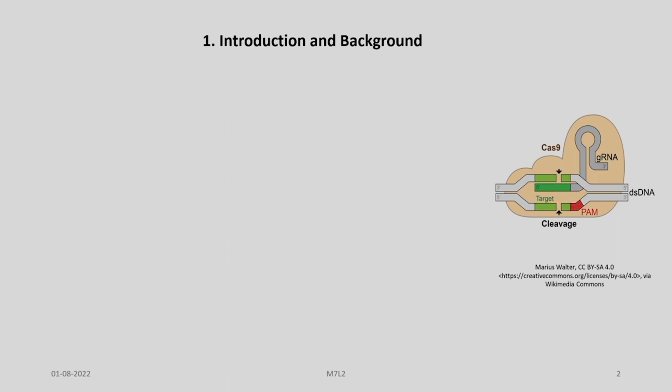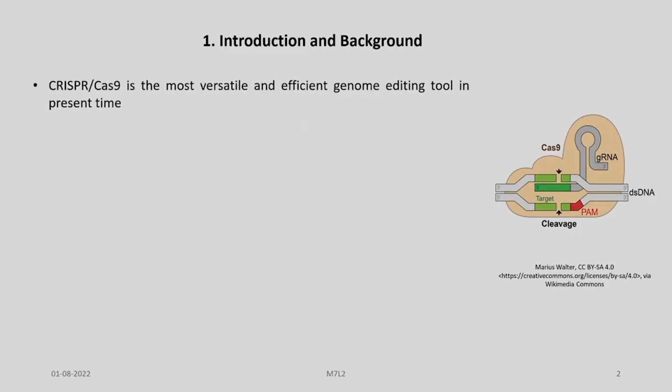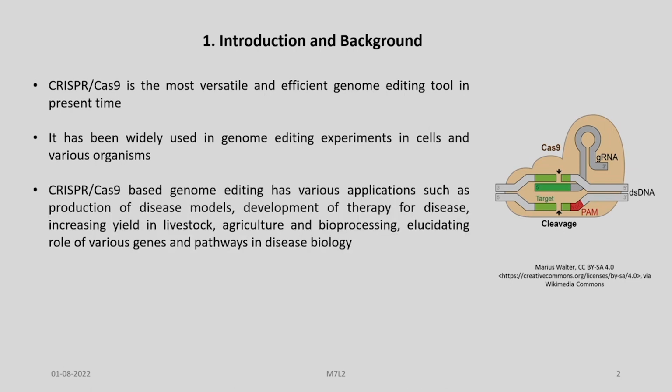Now, today we are going to discuss a little bit more about the other facets of CRISPR-Cas9, which you know is now the most versatile and efficient genome editing tool currently, and it has been used widely for genome editing experiments ranging from cells to various organisms.